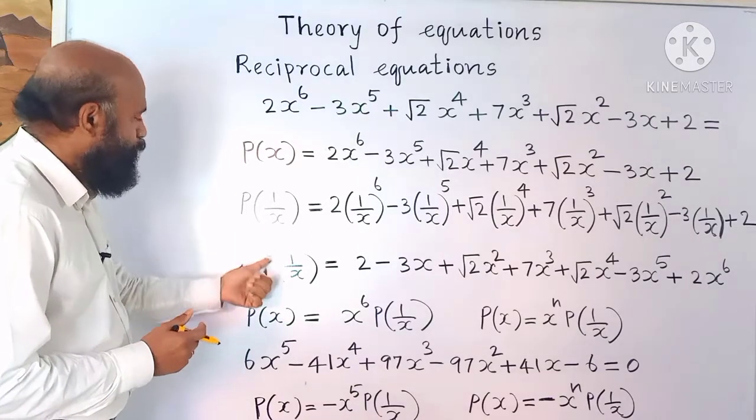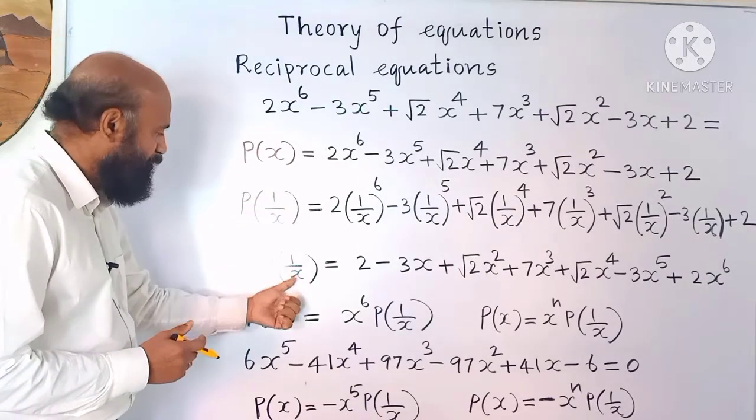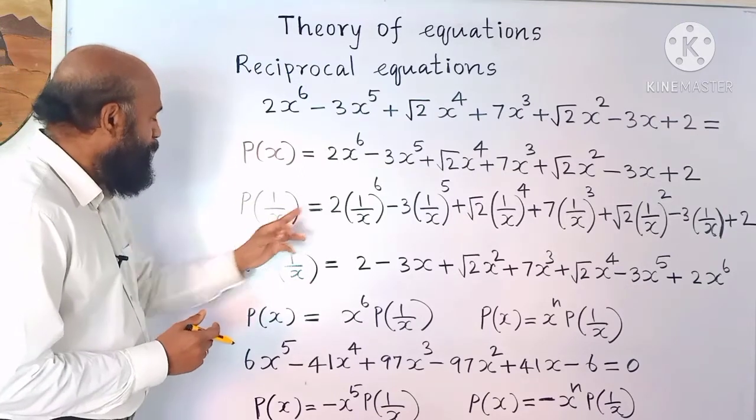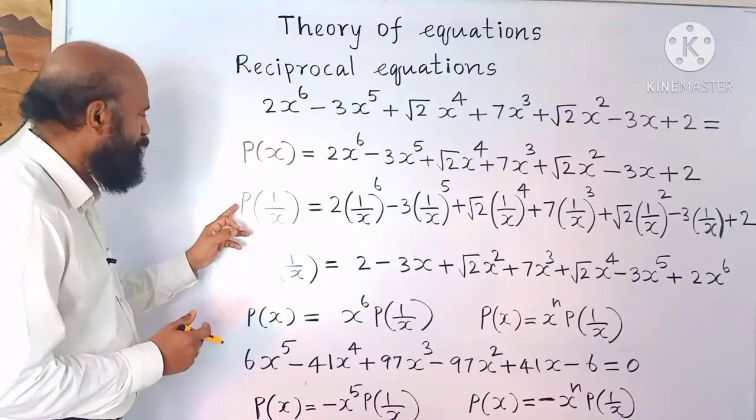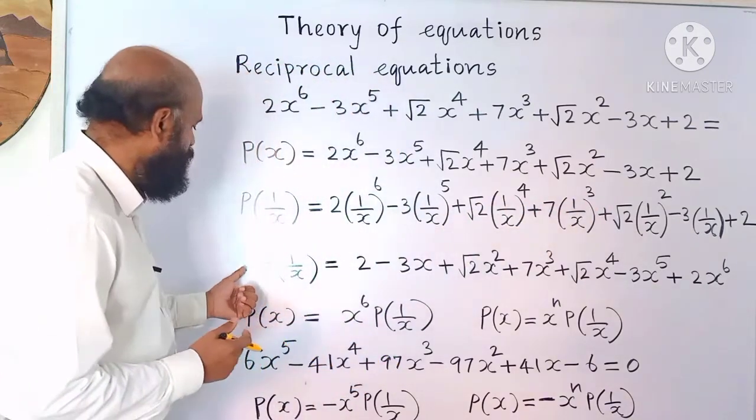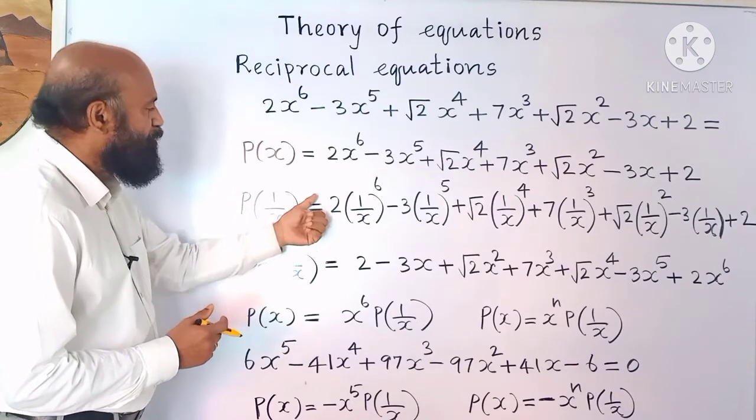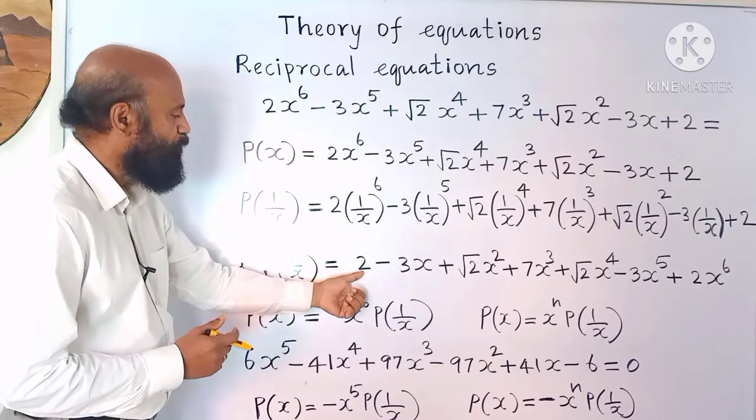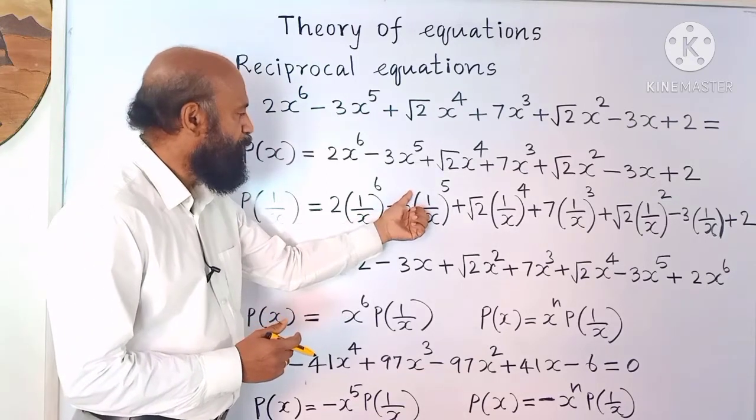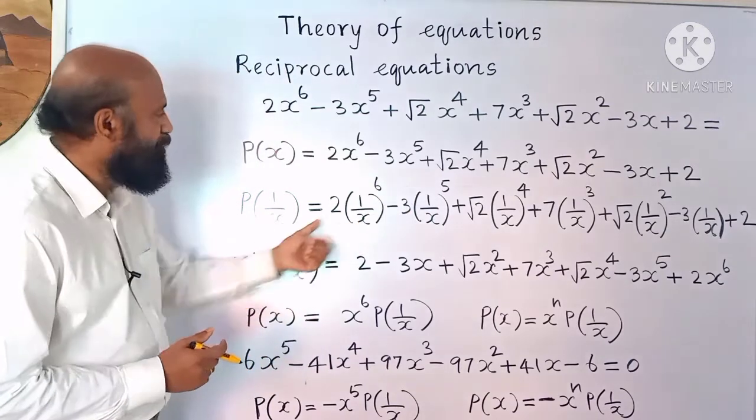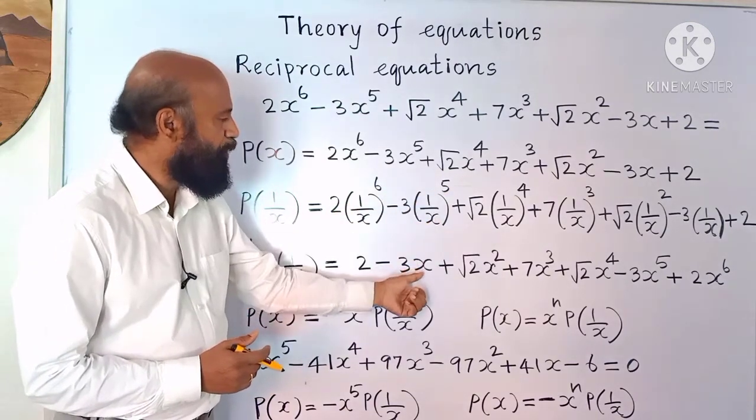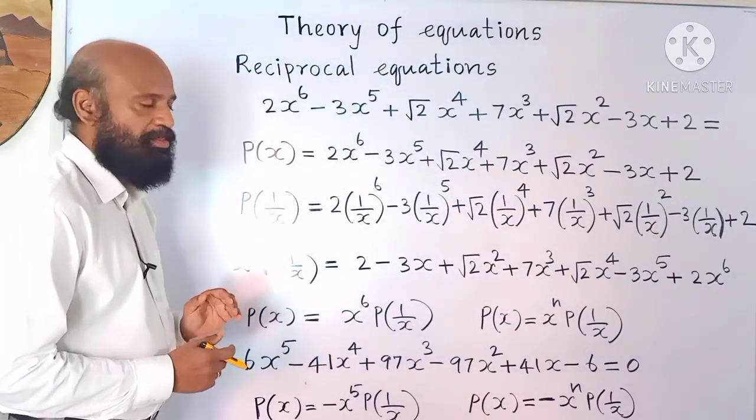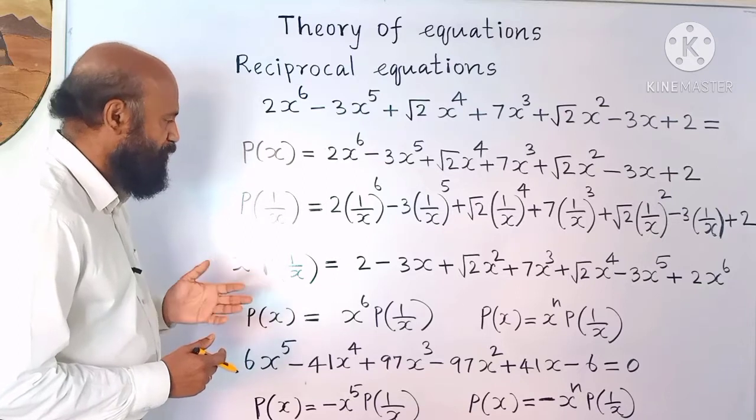Then this is a polynomial in 1 by x. Multiply it by x raised to 6. This polynomial completely you multiply by x raised to 6. When you multiply by x raised to 6, this x raised to 6 will get cancelled, so it will be 2. Here when you multiply this with x raised to 6, down it is x raised to 5, so it will become x. Similarly, you complete this multiplication, all the terms by x raised to 6.